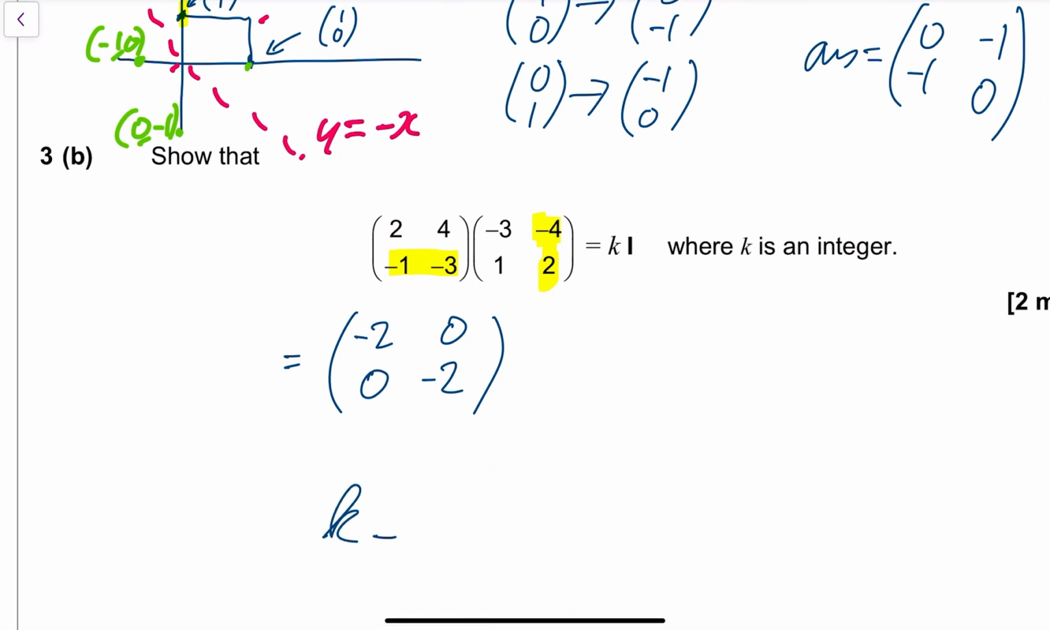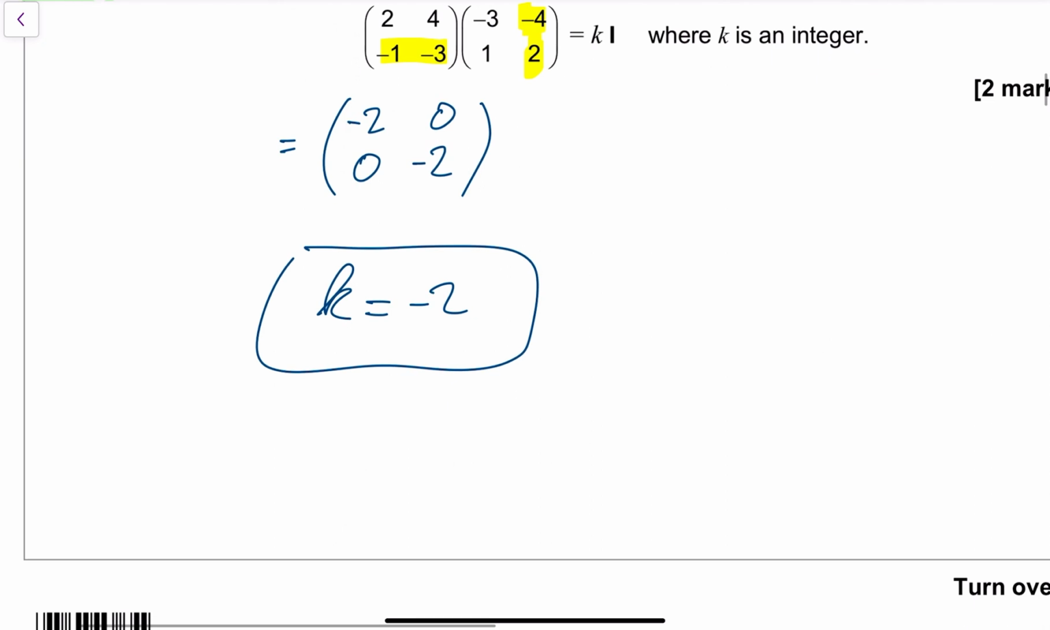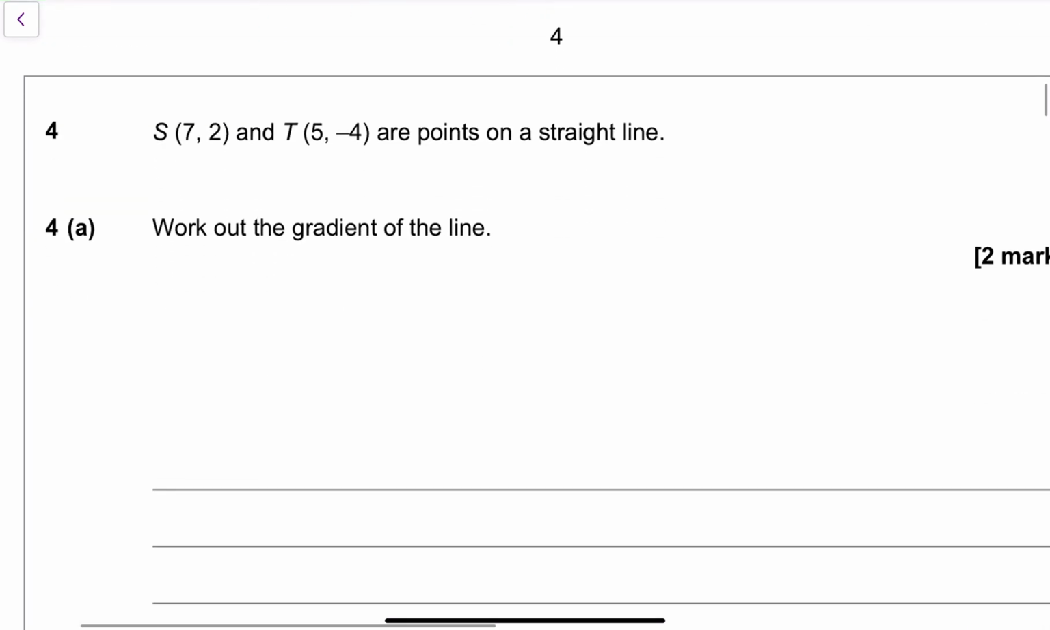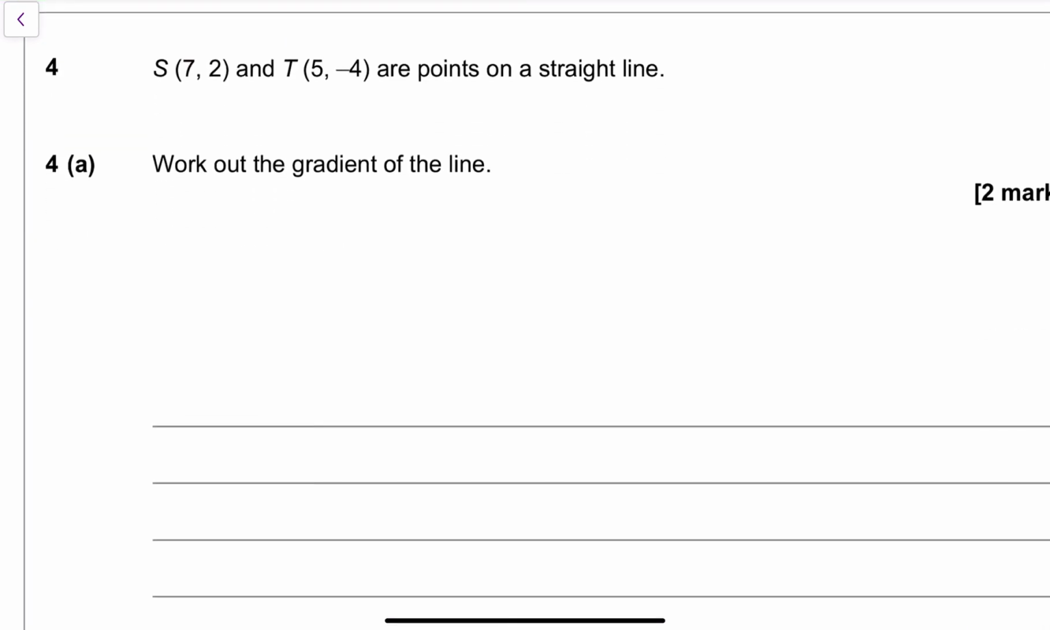I don't know, did they want k? K would be equal to minus 2. Just put that in just in case they want it. I don't think they do. I think that's all they have to do. Okay. Lovely. Straight lines question.